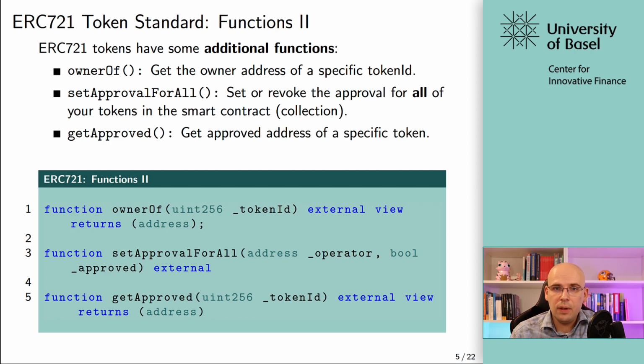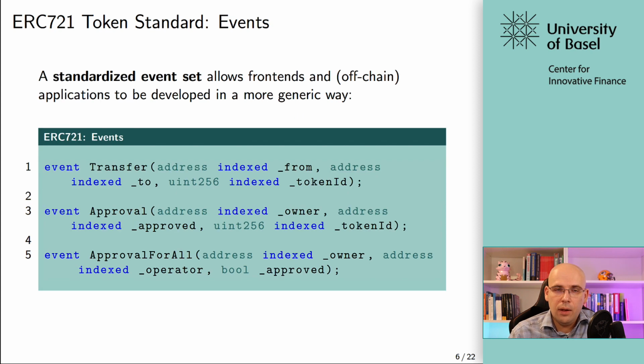And getApproved is basically requesting the address that is approved for a specific token. So you're saying, okay, I have the token with the token ID, let's say 1, and then I get back the address for the account that is approved for the specific token that happens to have token ID 1. Of course, there are also events.